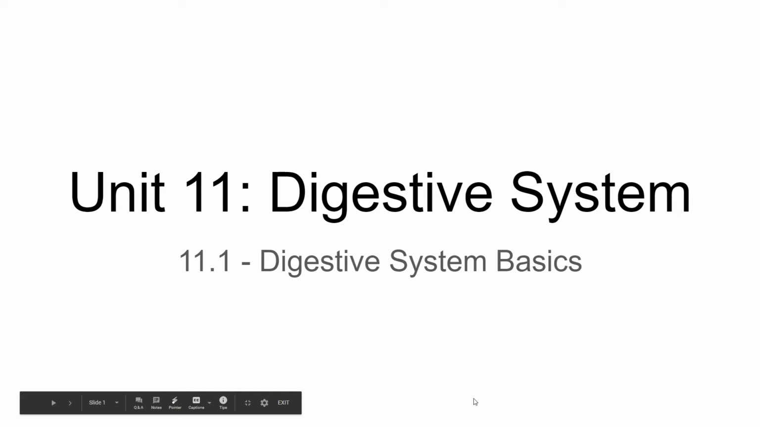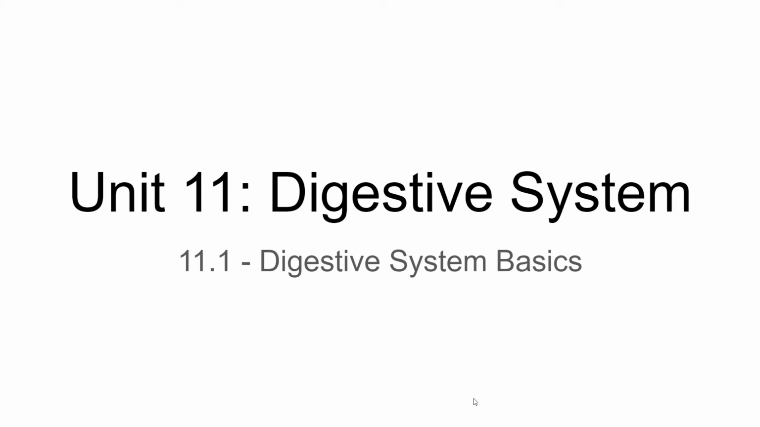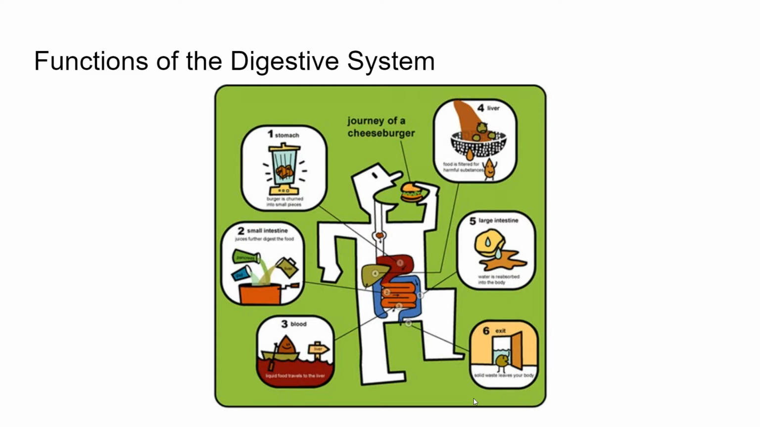All right, next video we'll begin talking about the digestive system, and we'll do that for the rest of this unit, Unit 11, starting with just some basic functions of the digestive system. The functions of the digestive system are to take in food and break it down into nutrients that you can use to live. And then absorbing those nutrients into the bloodstream, which is very important. And then also ridding the body of indigestible remains of food, which you see down there in number 6, which is one of the sillier pictures that I've seen.